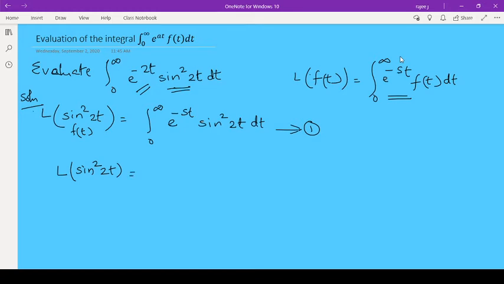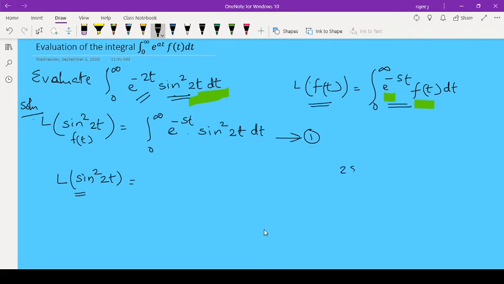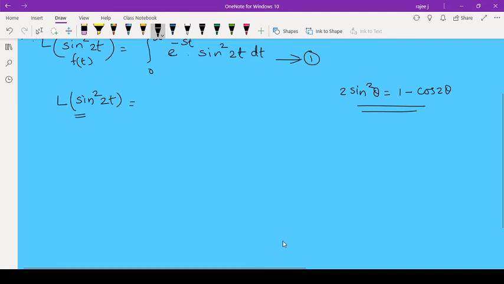Now we have the result: 2 sine square theta is 1 minus cos 2 theta. Okay, so using this relation, 2 sine square theta is 1 minus cos 2 theta. So sine square theta will be 1 minus cos 2 theta divided by 2. Now instead of this theta, what you have here is 2t. So here instead of theta I have 2t.